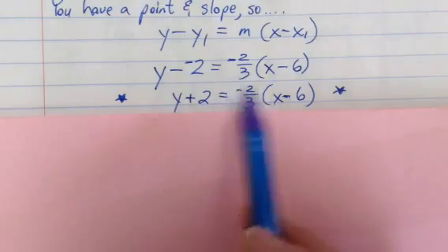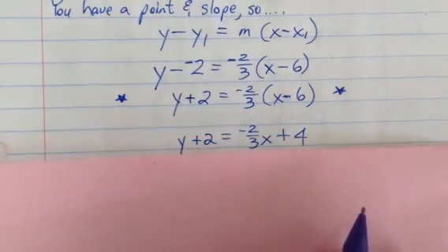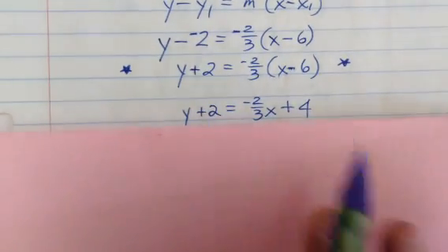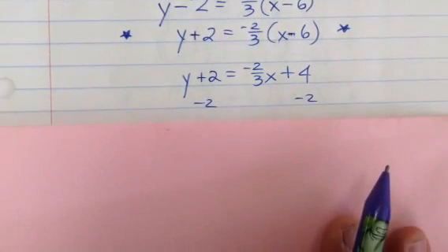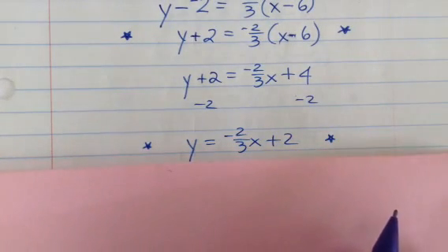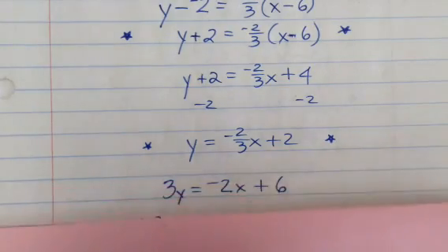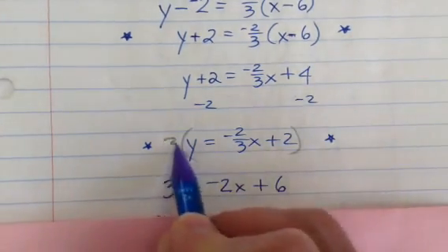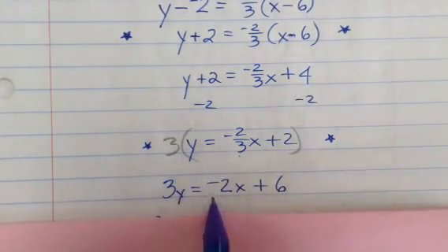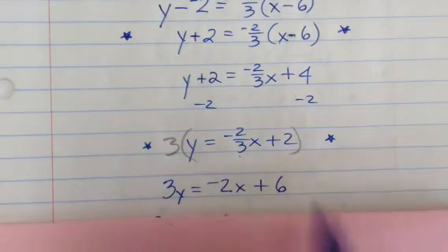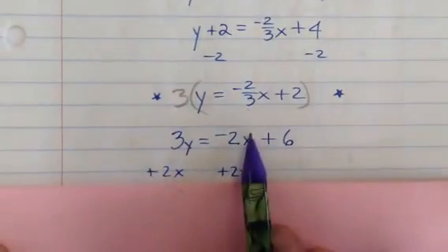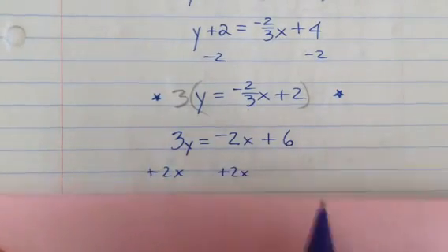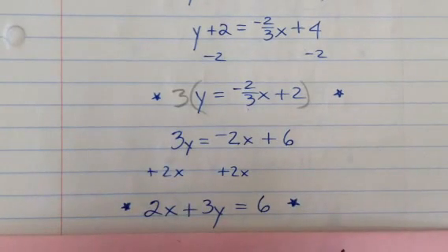Now, continue with that. Distribute. And move this 2 to the other side by making a 0 pair. Guess what you have? Slope-intercept form. And now I'm going to multiply everything by 3 to get rid of my fraction. So I get 3y equals negative 2x plus 6. And all I have to do is move this to the left with addition. And I have standard form.